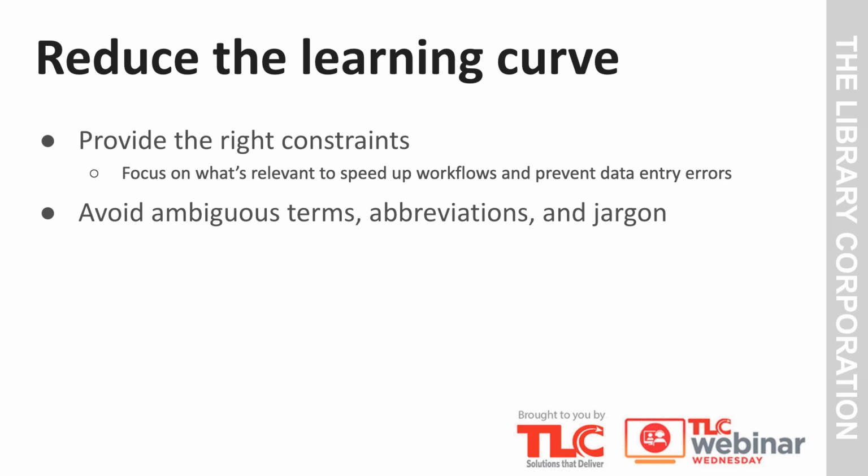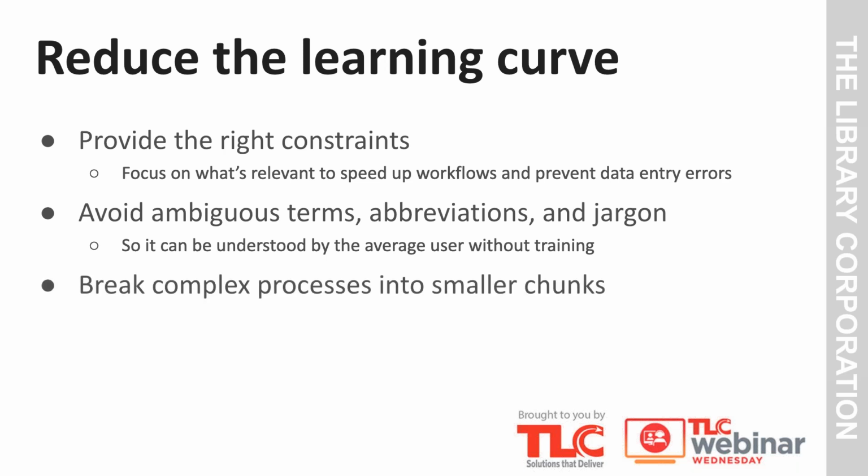We also avoid ambiguous terms, abbreviations, and jargon. We do this to make options clear, to avoid misinterpretation, and so the tool can be understood by the average user without training. And lastly, we reduce the learning curve by breaking complex processes into smaller chunks. We do this in order to help guide users through the process rather than leaving them to figure out what to do next for themselves.